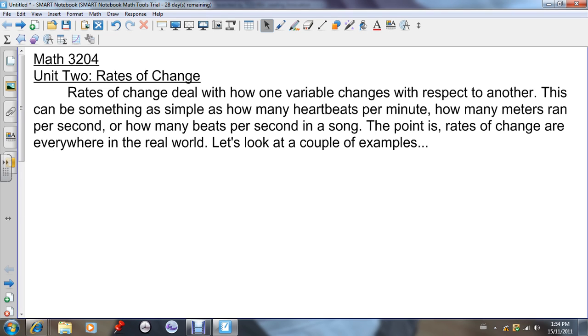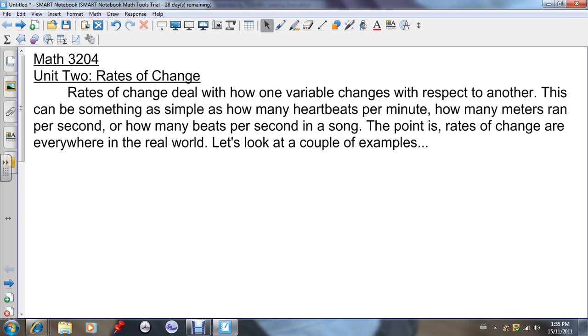Like I said the other day, we're going to get on to GO and start looking at Unit 2. You need your pencil and paper handy, please. Let's get started. We have Math 3204, Unit 2, rates of change. This unit is actually the shortest unit out of the bunch, but there's a lot of information in here, so we're going to have to pay attention. Let's get cracking. I want you to write down everything you see on this screen.